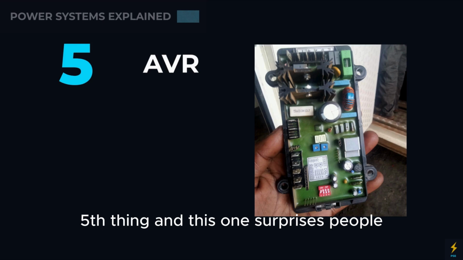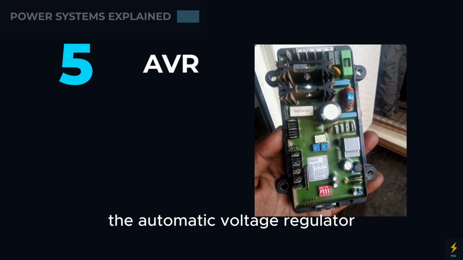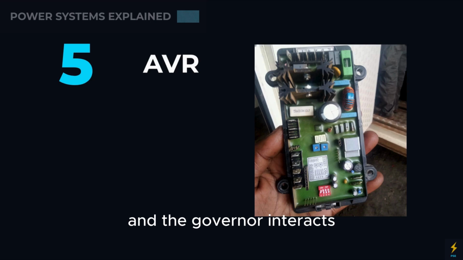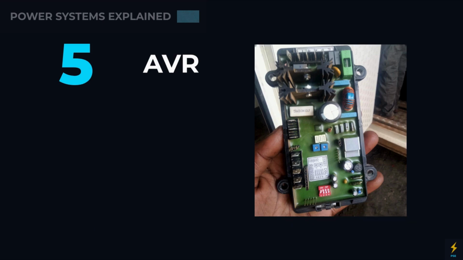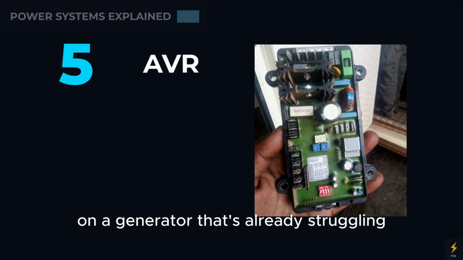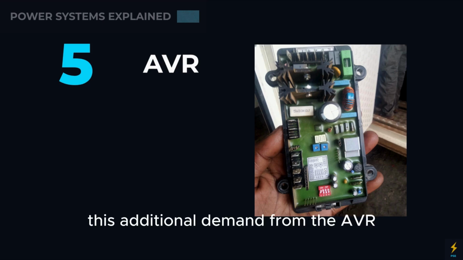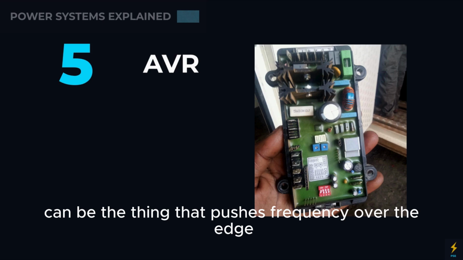Fifth thing, and this one surprises people, the AVR, the automatic voltage regulator, and the governor interact. When voltage drops under load, the AVR increases excitation to restore voltage. That increased excitation increases the reactive load on the engine. On a generator that's already struggling, this additional demand from the AVR can be the thing that pushes frequency over the edge.